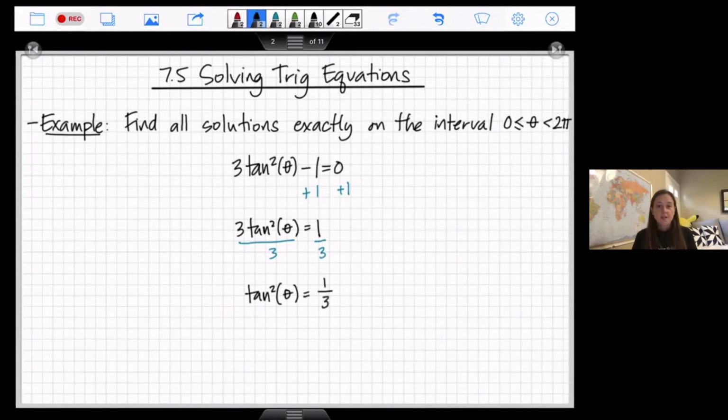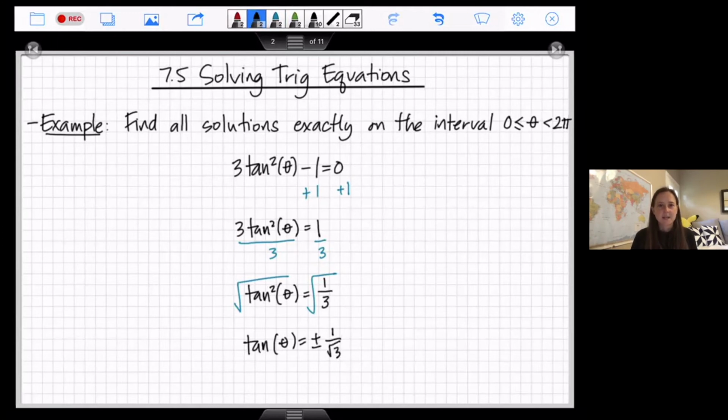And then we're just trying to get down to the theta. We're going to take the square root of both sides. So I get tangent theta equals plus or minus. Square root of 1 is 1. Square root of 3 is nothing special. So we get tangent theta equals plus or minus 1 over root 3.